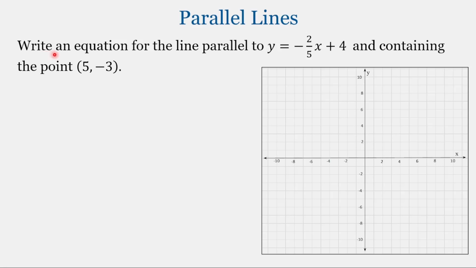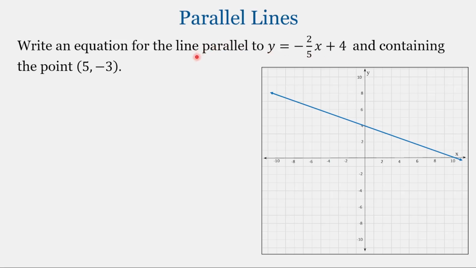So here we're asked to write an equation for the line parallel to another line and containing the point (5, -3). What we're given is the equation for a line, y = -2/5 x + 4. So here's the graph of that line.